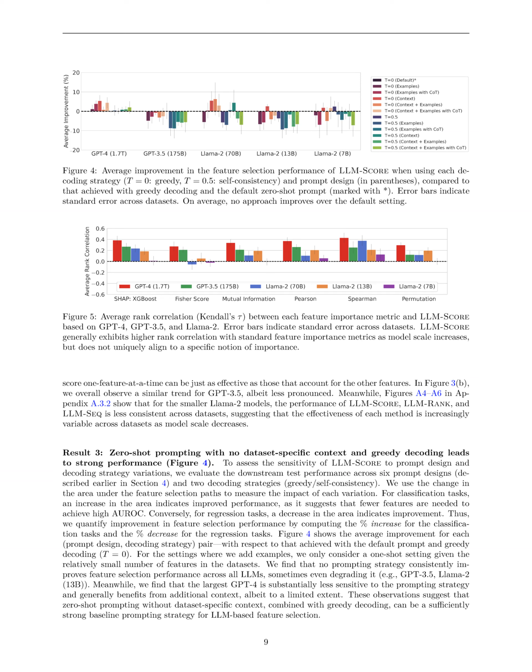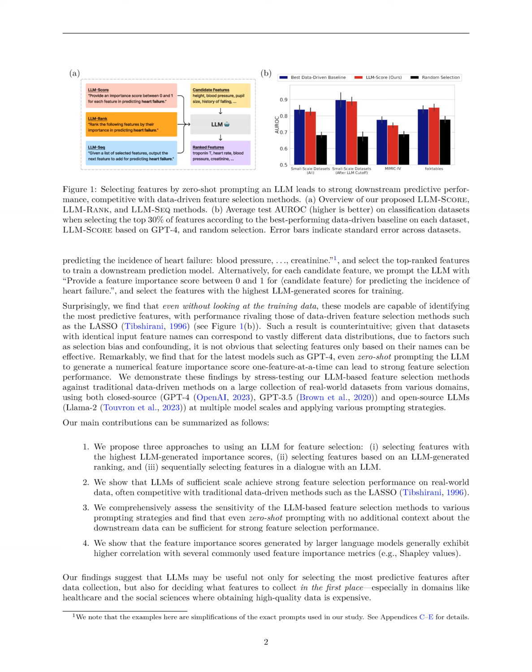Furthermore, as the model scale increased, the LLM-generated scores exhibited higher correlation with standard feature importance metrics, suggesting the effectiveness of LLM score in aligning with desired notions of importance. Overall, the experiments demonstrated that LLM-based feature selection methods can be effective, especially with larger models like GPT-4, showcasing their potential utility in various real-world prediction tasks.